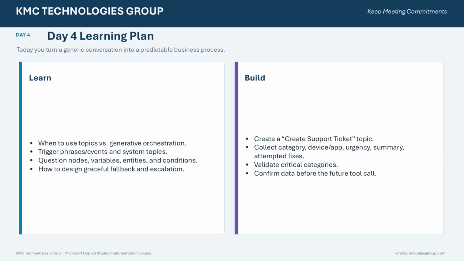Today we'll learn when to use deterministic topics versus generative orchestration. We'll explore trigger phrases, system topics, question nodes, variables, entities, and conditions. Then we'll apply everything by building a create support ticket topic for our KMC IT help desk agent. The agent will collect the issue category, affected device or application, urgency, issue summary, and any troubleshooting already attempted. Finally, we'll validate the captured information and ask the user to confirm it before an action is executed.